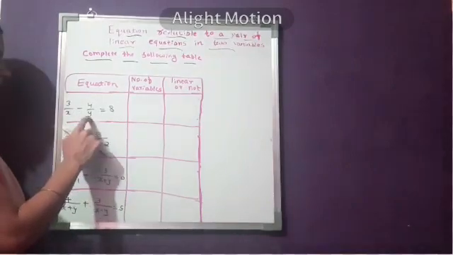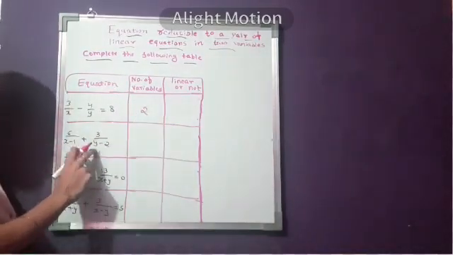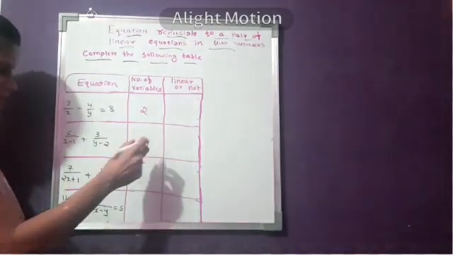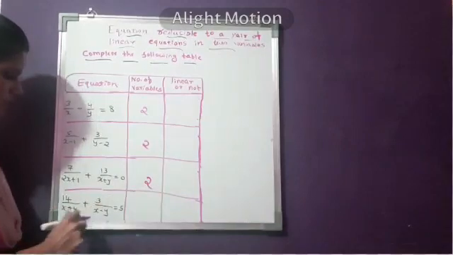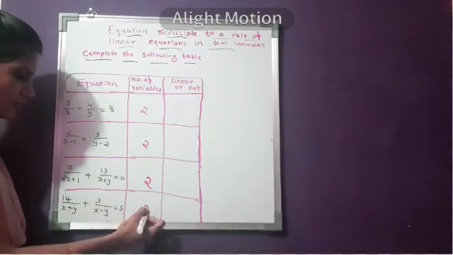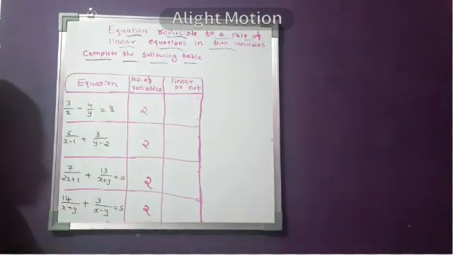The given variables are x and y. So the number of variables will be 2. Here the variables are also x and y only. So it will be 2. Here also you can see the number of variables is only 2, that is x and y. And in the last question also it is 2. Now it has been asked whether the given equation is linear or not.